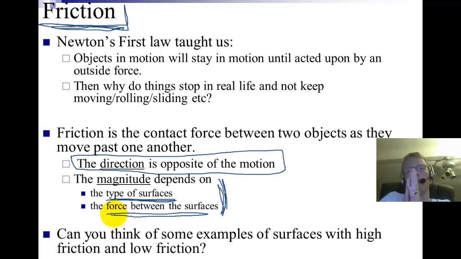But the idea that it's much harder to move past each other when they're pressed together makes a lot of sense in your daily intuition, right? The heavier the object is, the more gravity is pushing the object down into the ground, the harder it is to slide it forward.